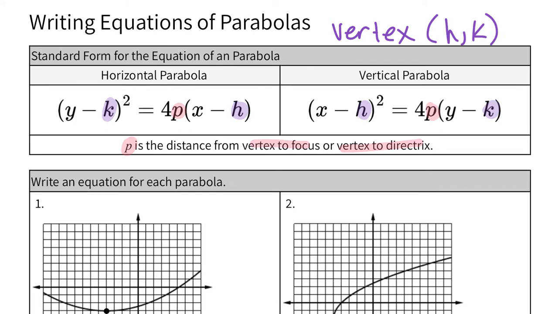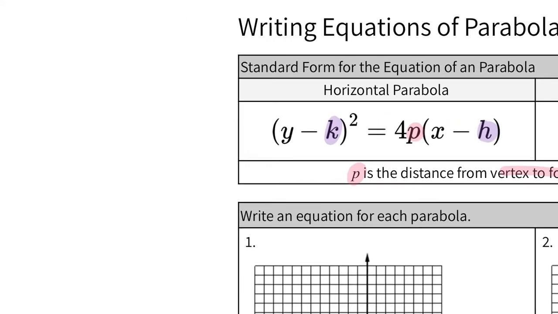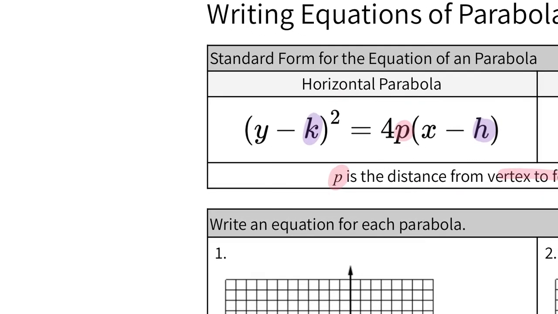Okay, and one more thing to think about. Horizontal means side to side, so there's two different directions. Either it can go left or it can go right. So how do you know which? When p is less than 0, so that's negative numbers, it is going to open to the left. When p is greater than 0, so positive numbers, it's going to open to the right.